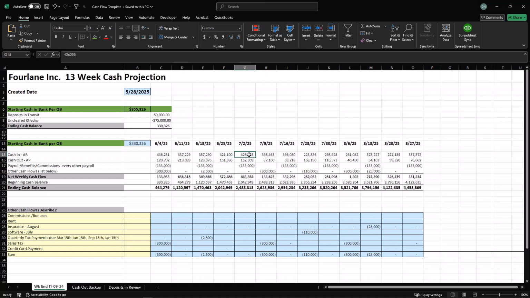You know those things, okay? So you can go in and pull the data from QuickBooks, and then apply your own knowledge to that to make this very, very specific, okay? Same thing on the cash out side.